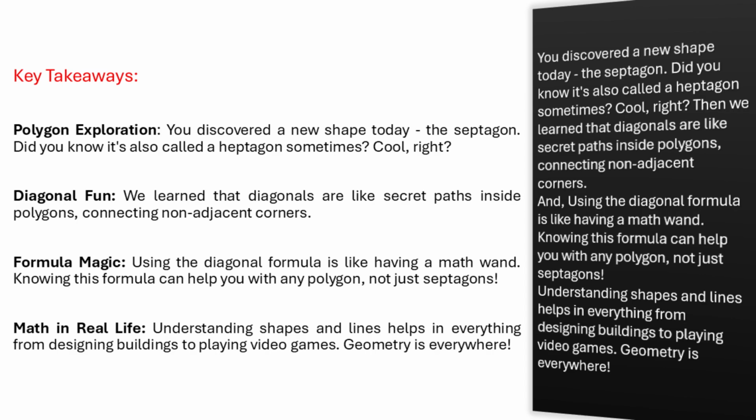You discovered a new shape today, the septagon. Did you know it's also called a heptagon sometimes? Cool, right? Then we learned that diagonals are like secret paths inside polygons, connecting non-adjacent corners. And using the diagonal formula is like having a math wand. Knowing this formula can help you with any polygon, not just septagons.